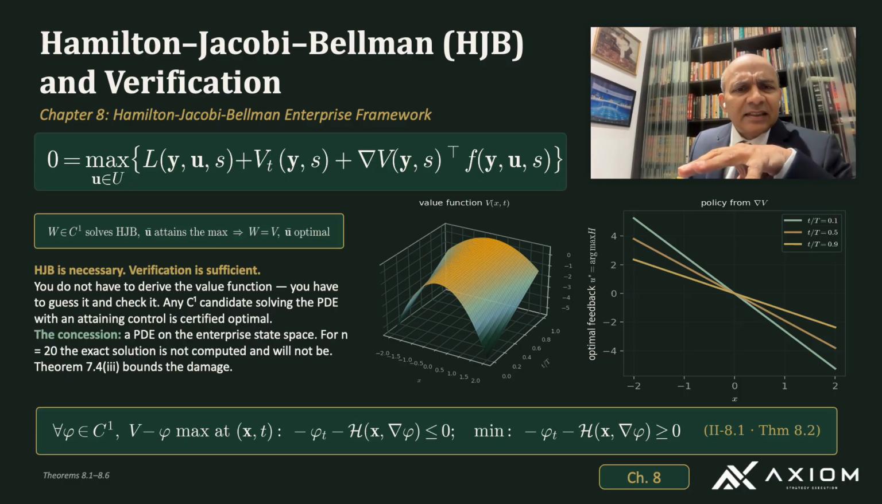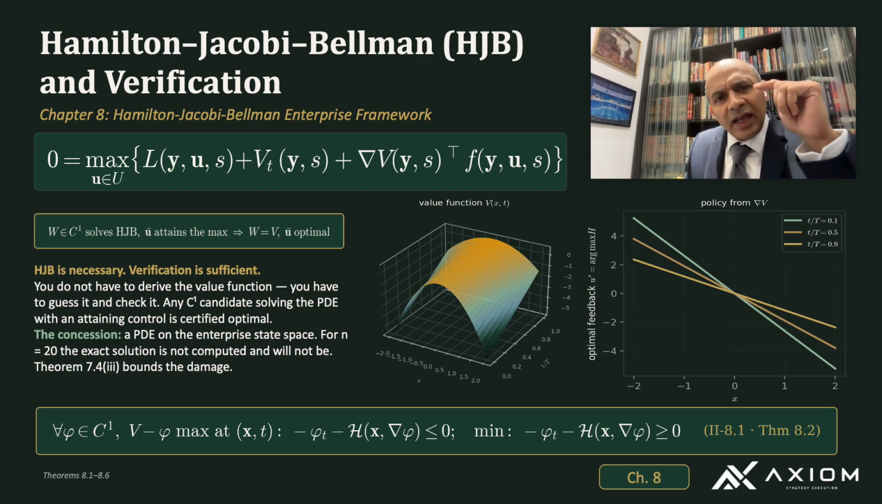Now, HJB is necessary. If the value function is C1, it solves the PDE. Verification is sufficient. If you find any W in C1 solving HJB with the right terminal data, and if an admissible control attains the HJB maximum along its own trajectory, then that control is optimal and W equals V.